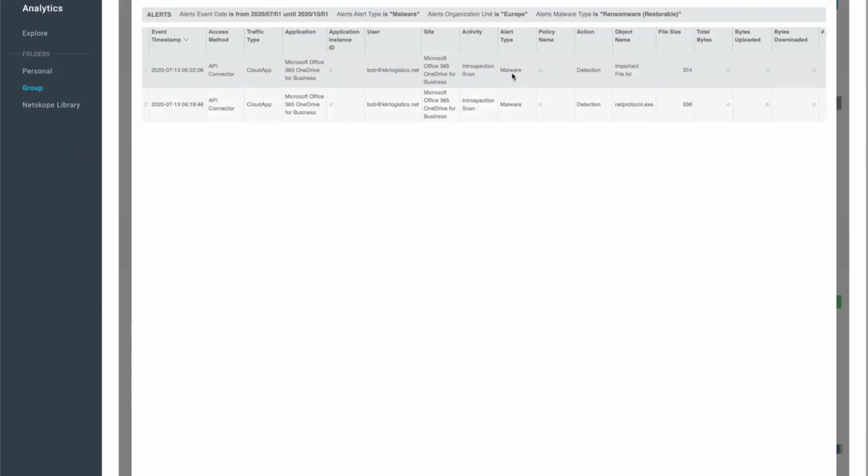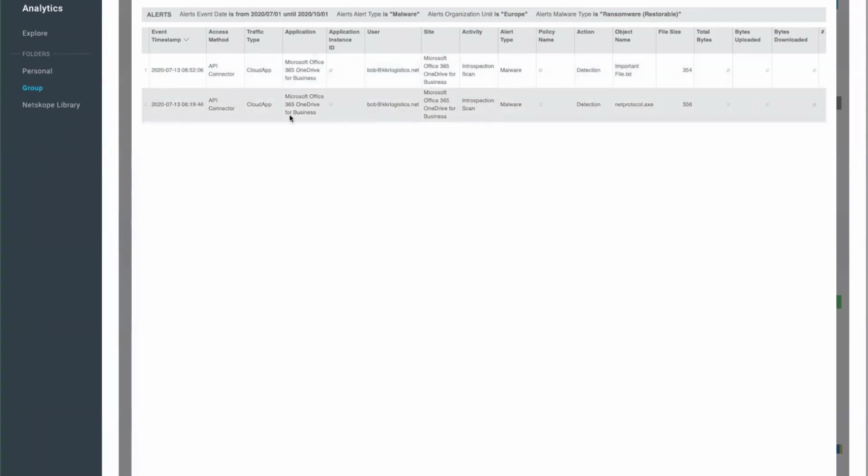I've got the malware as the alert. I've got the ability to highlight that the action was a detection only, and of course the file name that was impacted and the file size. So again, I get that information available from the drill down.